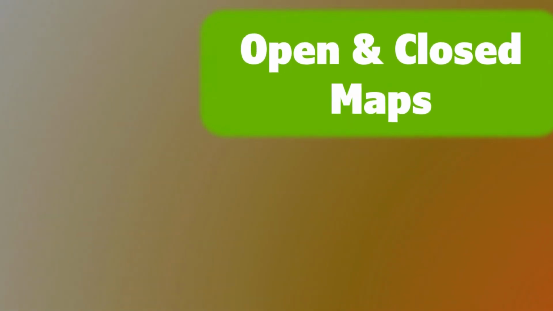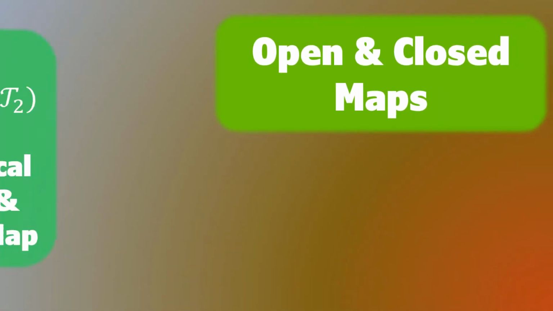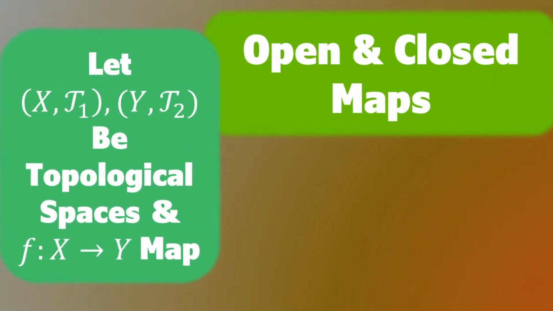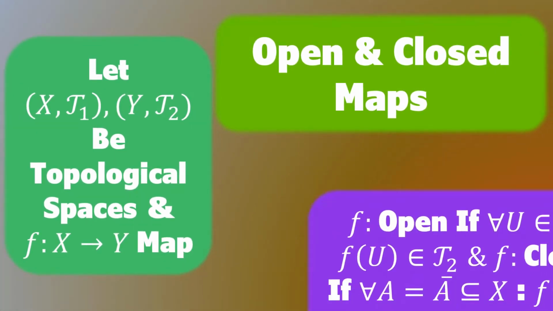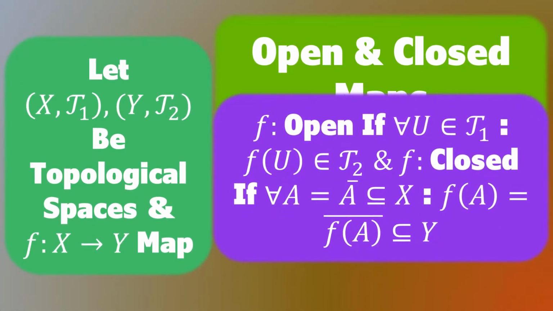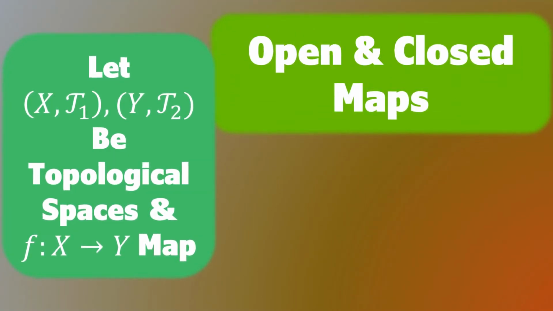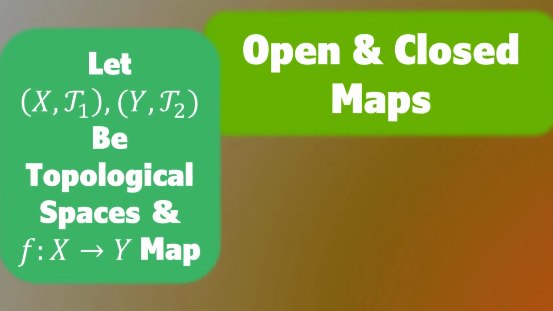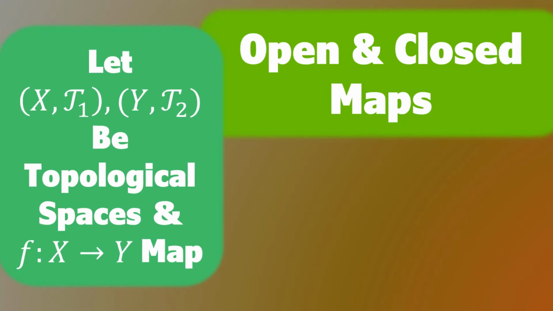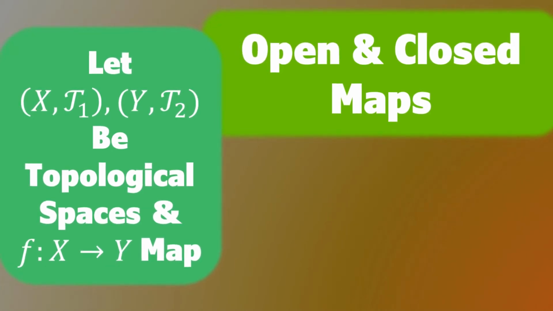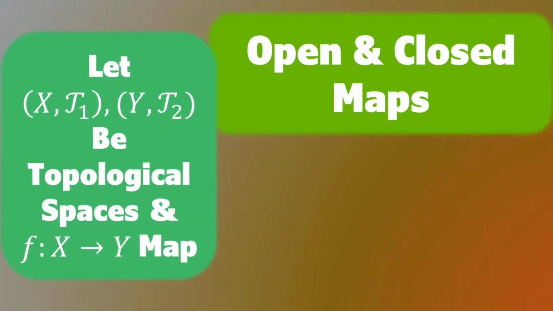Now, let's define open and closed maps. Let (X, T1) and (Y, T2) be topological spaces and f a function from X to Y. We say f is open if for all U in T1, f(U) is in T2, i.e. the images of open sets are open, and f is closed if for all A a closed subset of X, f(A) is a closed subset of Y, i.e. images of closed sets are closed.